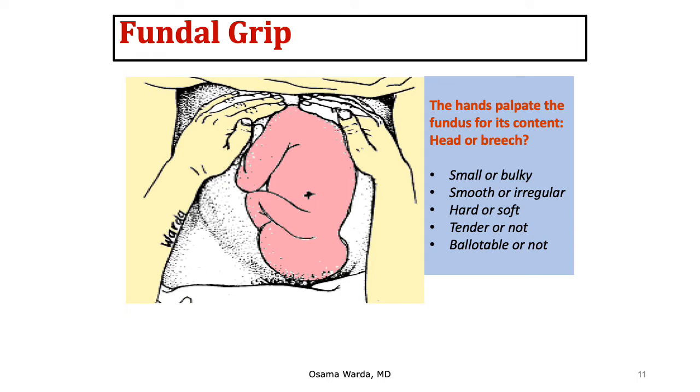Start by catching the fundus uteri, gently palpating the fetal part occupying the fundus uteri. We have to describe this fetal part. Is this fetal part small or bulky? Smooth or irregular? Hard in consistency or soft? Tender to the mother on palpation or not? Ballotable, that is, can it be moved independently of the rest of the fetal body?